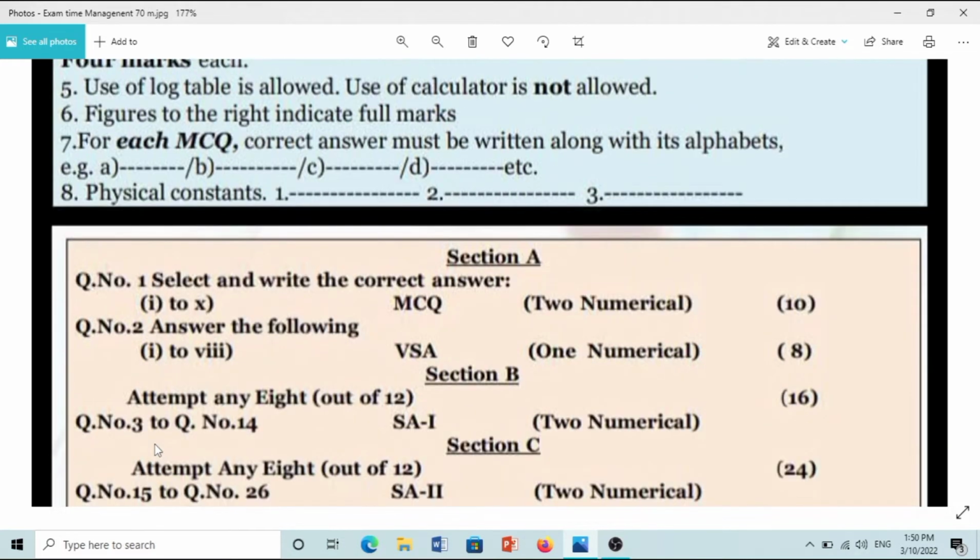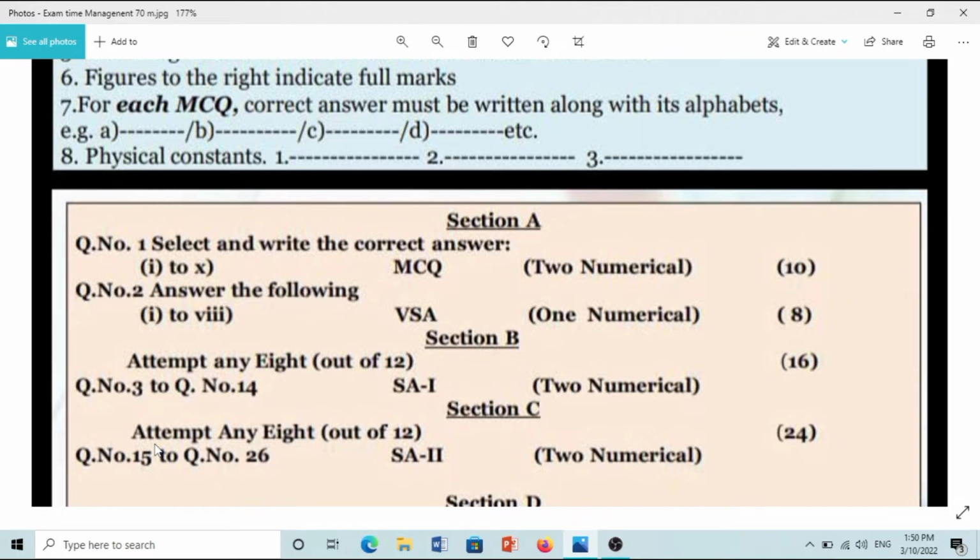Let me continue with Section A. Section A contains 2 sub-questions, question 1 and question number 2. Question 1 contains 10 multiple choice questions and carries 10 marks. Question number 2 contains very short answer questions, again from 1 to 8, and it carries 8 marks.